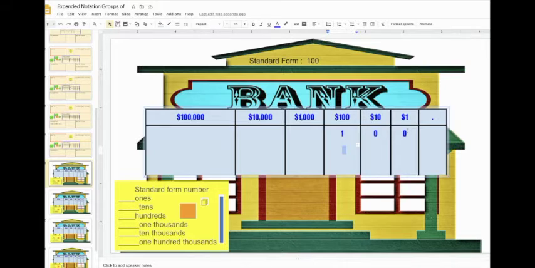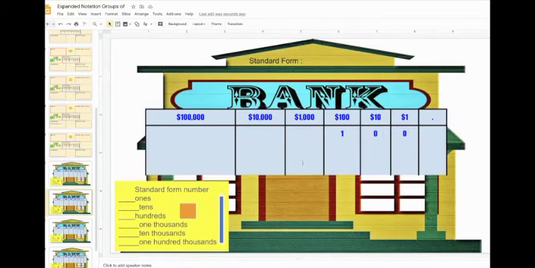If I have a $100 bill and I take it to the bank and I say, can I have you change or regroup this all into ones? How many ones are they going to give me? Yeah, they're going to give me 100 of them. So in the number 100, there's 100 of the ones.